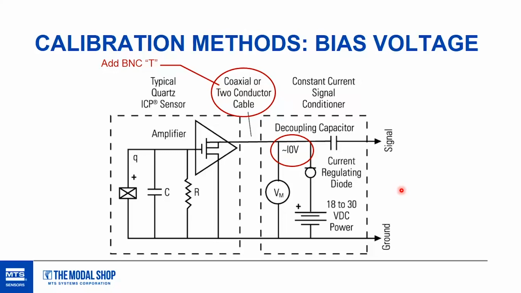If you want to measure this bias voltage, this approximately 10 volt characteristic of a sensor, what you can do is put a BNC T on the output of the signal conditioner here, and connect your sensor to one end of that T, and then connect your measuring device to the other end of that T. So you'll have the ability to power your sensor with the constant current, but also measure on the input side of that signal conditioner, and you can measure the bias voltage.